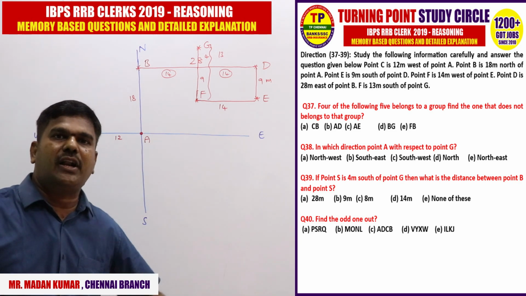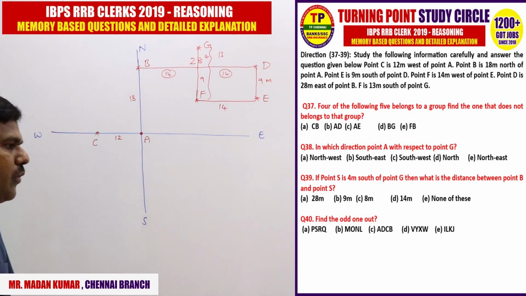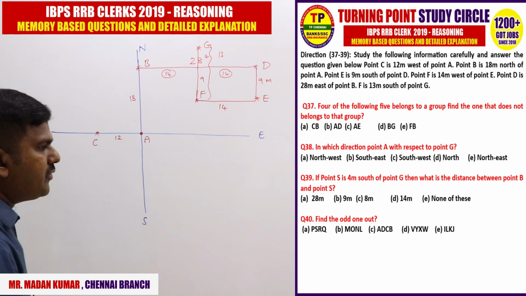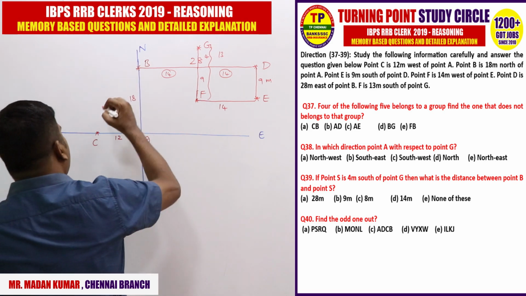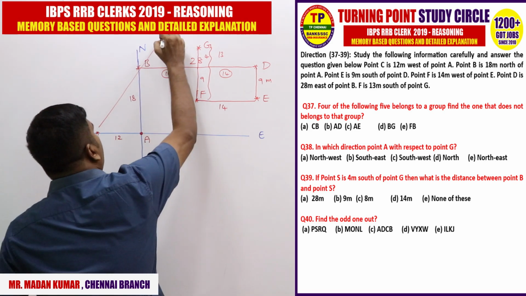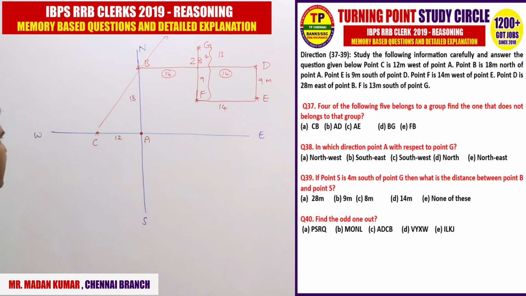Now see what all the questions being asked are. What is the first one? Four of the following five belong to a group. Find the one that does not belong to the group. C and B. If you see, C is the first person, B is the second person. B, the second person, is in which direction? Northeast direction of C. What is the next one?